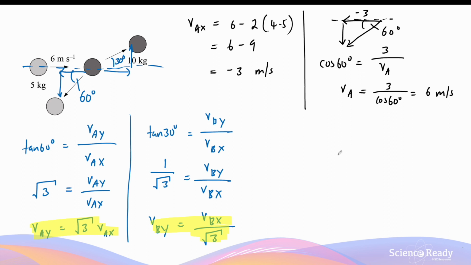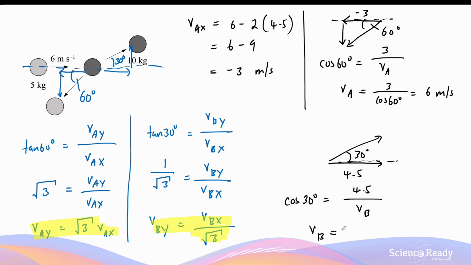For the 10 kilogram ball, the velocity vector is above the x-axis by 30 degrees. And we found previously that VBX is going to the right at 4.5 meters per second. So cosine 30 degrees is equal to 4.5 divided by VB, which is the final speed of this 10 kilogram ball. So VB equals 5.2 meters per second.